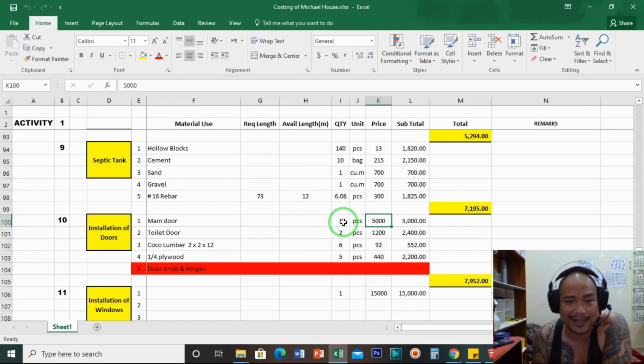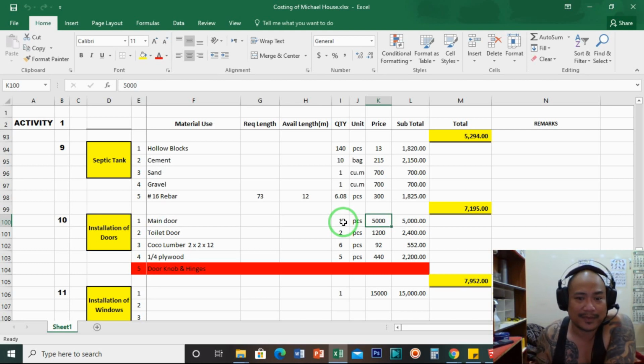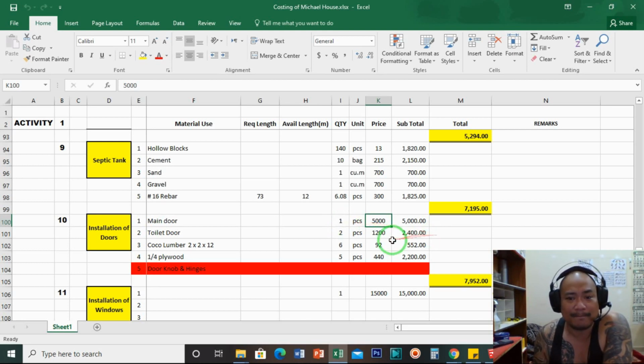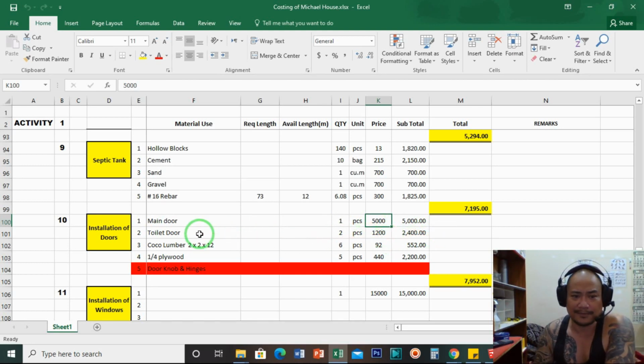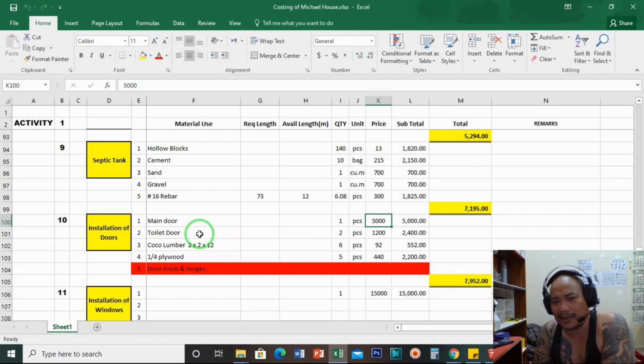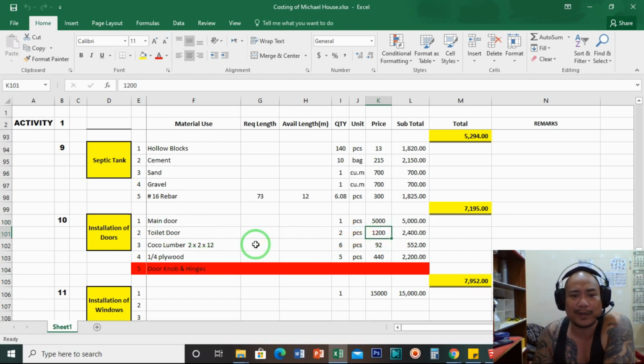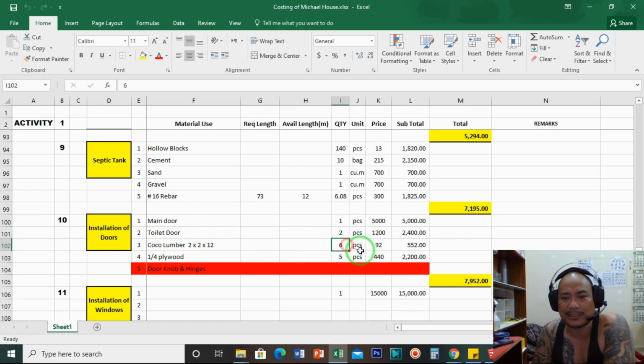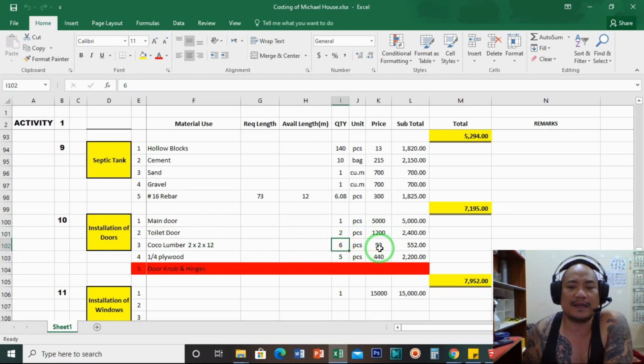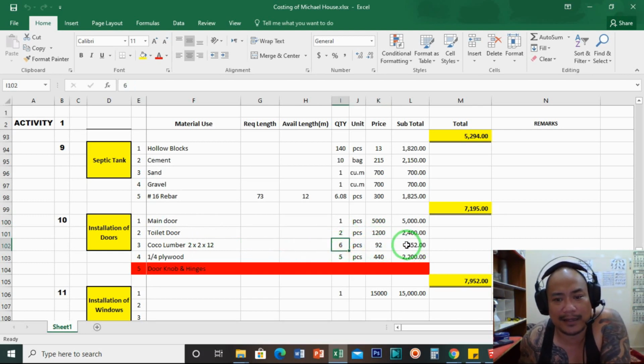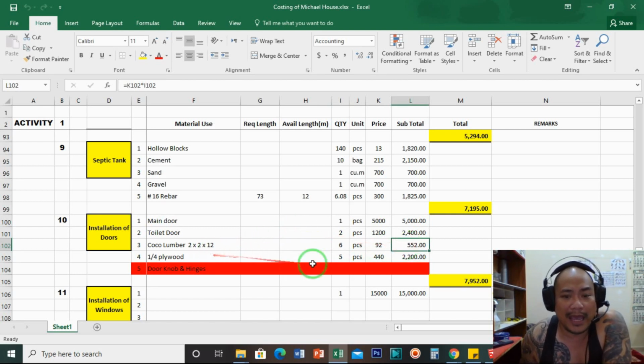there's around 30,000 for the main door alone, and that is single. Depending on the wood they are using, depending on the material they use to make that door. So toilet door, this is plastic, around 1,200. The coco lumber 2x2x12, I need 6 pieces. That is 552. And 5 pieces of 1/4 plyboard, around 2,200.